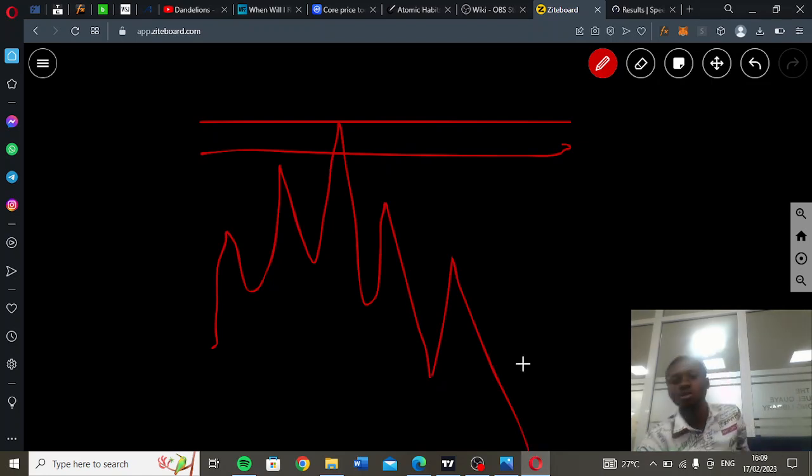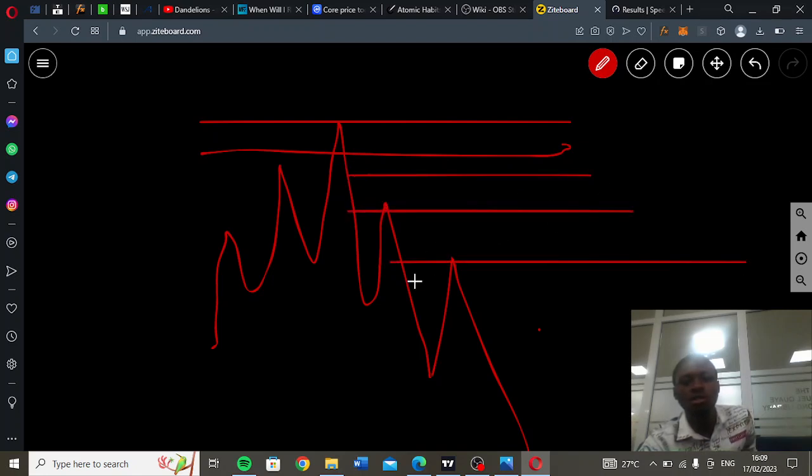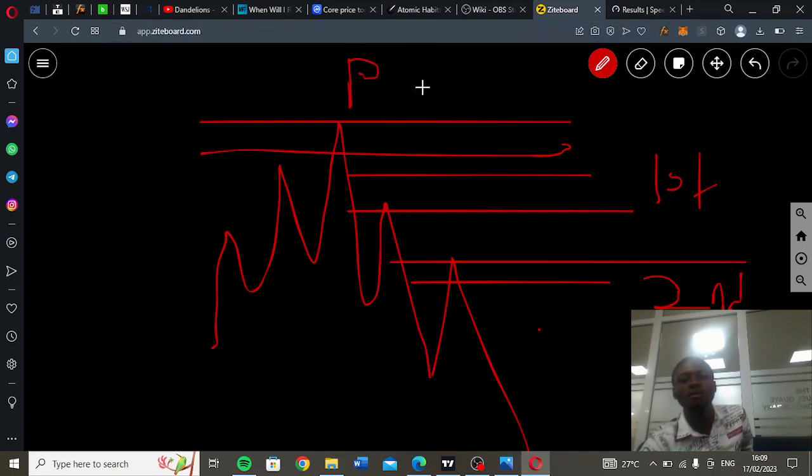We have an entry point here, just like we're doing on this. This is our first entry. This is our second entry, and then this is our POI. POI is simply point of interest. So we will leave this one for some other time.